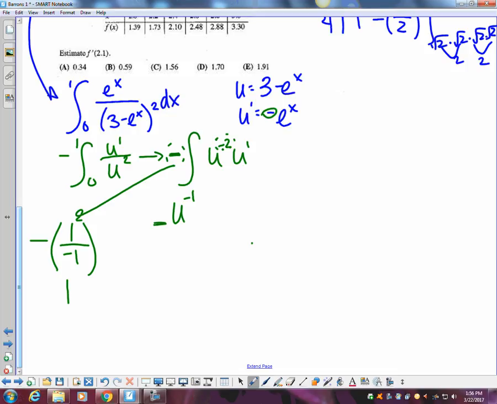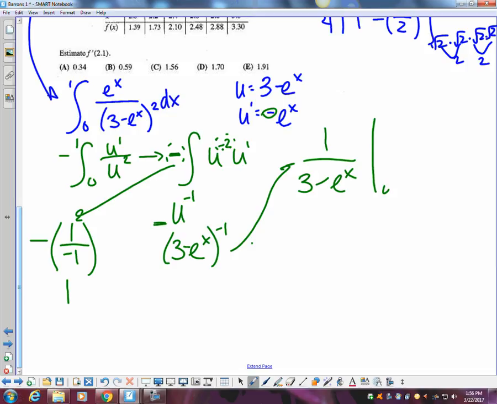Okay, so now I'm going to plug my u back in. So 3 minus e to the x, to the negative 1, which is 1 over 3 minus e to the x. And I'm going from 0 to 1.